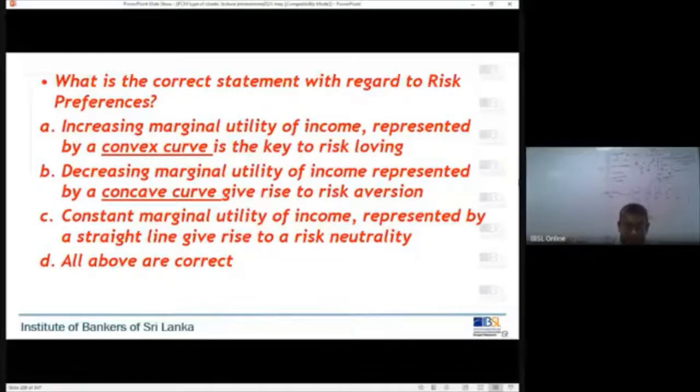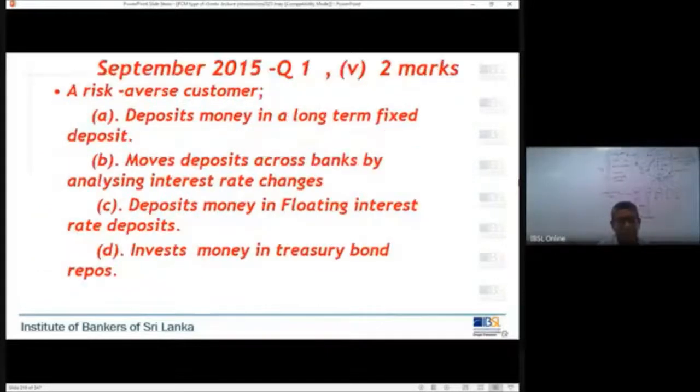The straight utility line is risk neutral. Remember, these two go in opposite directions. Concave means bulging outward, convex means curving inward. Convex is always for whom? Risk aversion. Concave is for the risk lover. Neutral is the straight line. Then what may be the correct answer here? The answer is C. That is why I purposely underlined the words convex and concave curve. So that's the answer for this.